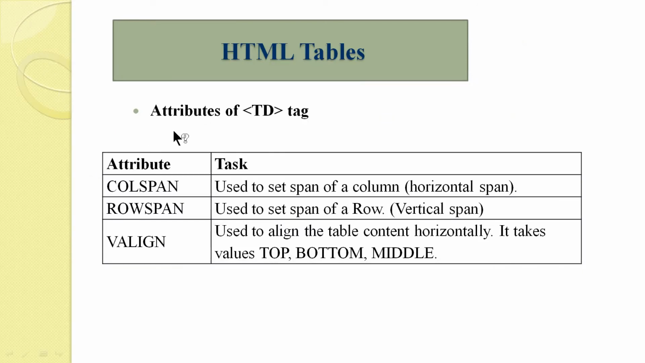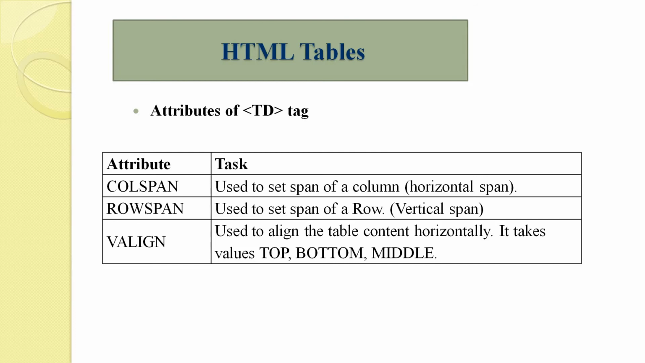Next, we have the attributes of the TD tag. Colspan is used to set the span of a column, that is horizontal span. Here we have to mention how many columns, whether 2 columns, 3 columns, or 5 columns, so that it will span horizontally. Whereas rowspan is used for vertical spanning. Here also we have to provide how many rows: rowspan equals maybe 3, 4, 6 or 10.